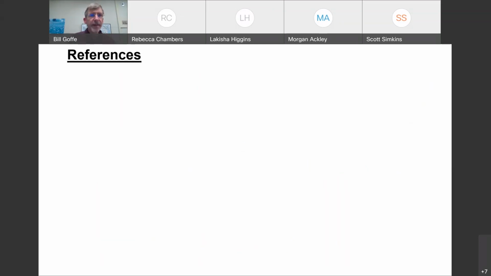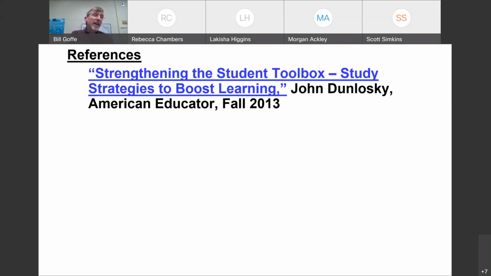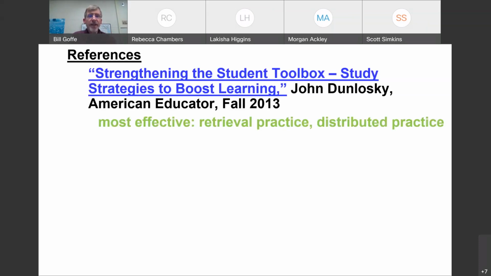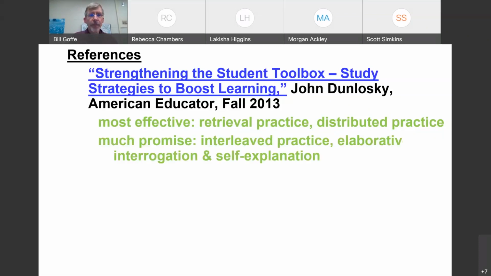To wrap up for today then, the references, one is this paper by John Danilowski. It's a summary of a huge study he and other cognitive scientists did, including Dan Willingham, who I quoted earlier. They looked at tons of studies on how students learn best by studying, and what they found is this: the most effective methods are retrieval practice, putting your stuff away, and trying to remember, taking practice quizzes, or spreading your studying out over time. Distributing it is a technical term.